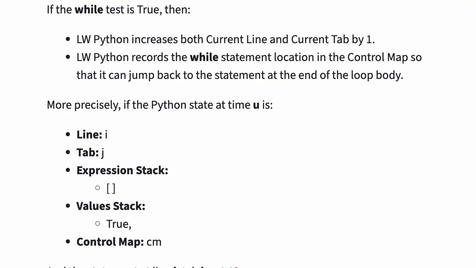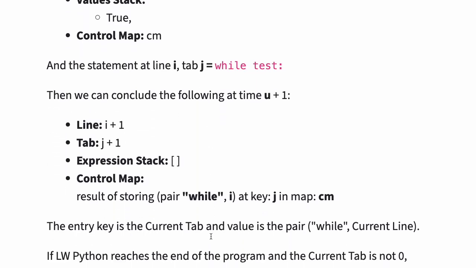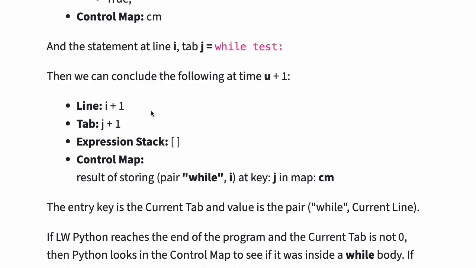If the while test is true, then LWPython increases both current line and current tab by 1, and records the while statement location in the control map so that it can jump back to the statement at the end of the loop body. More precisely, if at time u, the line is i, tab is j, the expression stack contains an empty element, and value stack contains true, and the control map is CM, and the statement at line i tab j is a while statement.